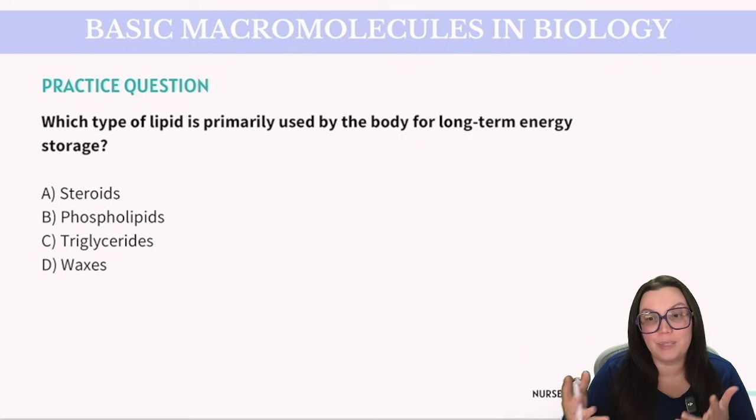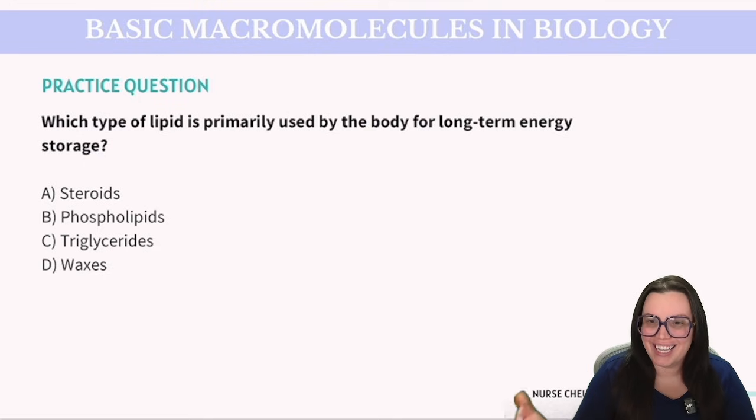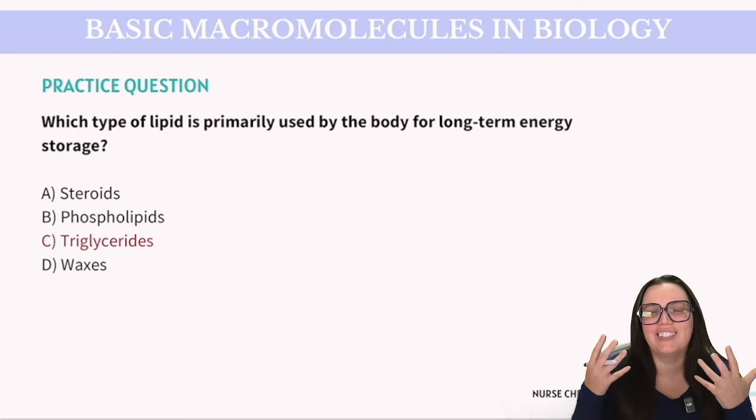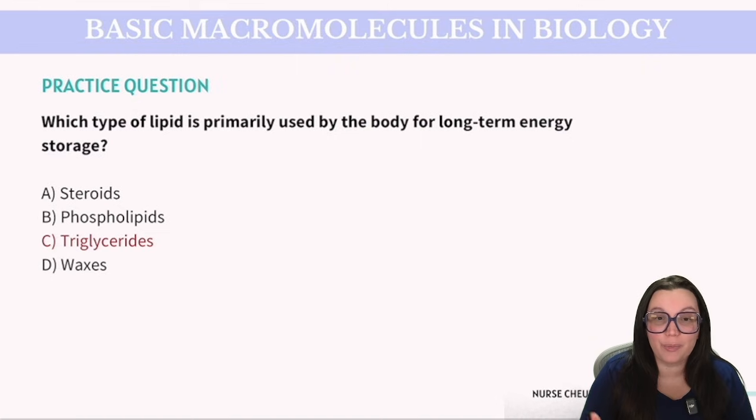What type of lipid is primarily used by the body for long-term energy storage? Is it A, steroids, B, phospholipids, C, triglycerides, or D, waxes? And the correct answer is C, triglycerides. Remember, triglycerides are the main form of stored energy in your body and are found in a lot of your fat cells.